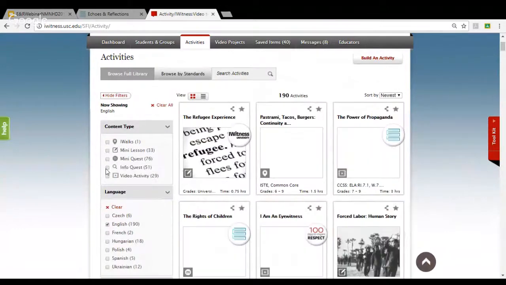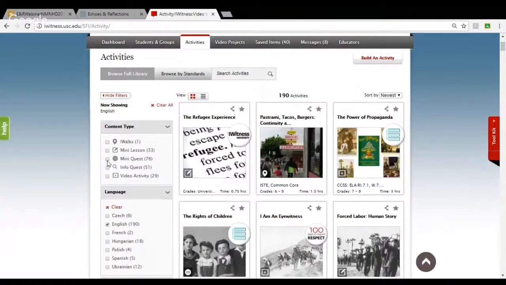Our mini quests are activities that take 1 to 2 class periods, and they have varied outcomes for the actual mini quest if you're using them as an educational activity. Some are collages, journals, public service announcements, etc. But again, they can be used to build context for National History Day. I'm going to show you one of those in just a moment.